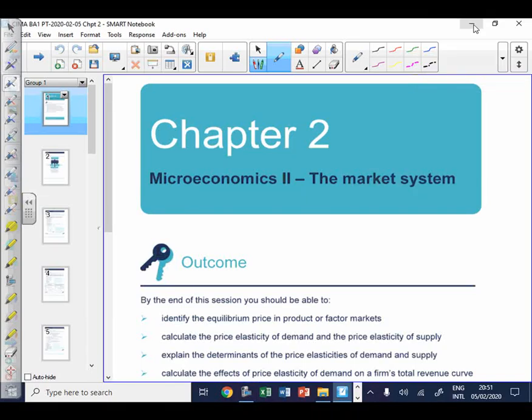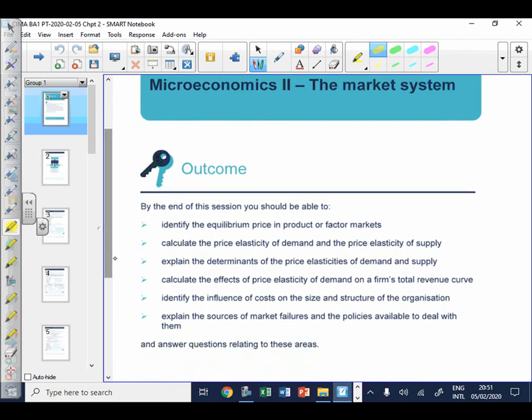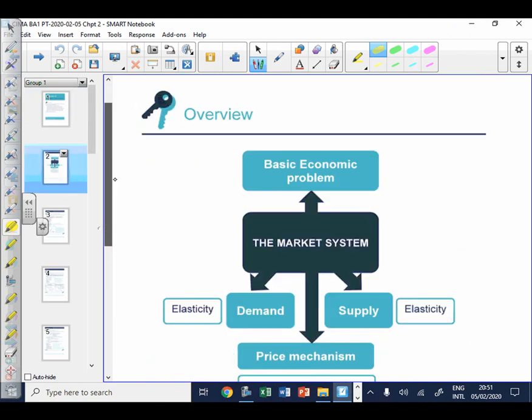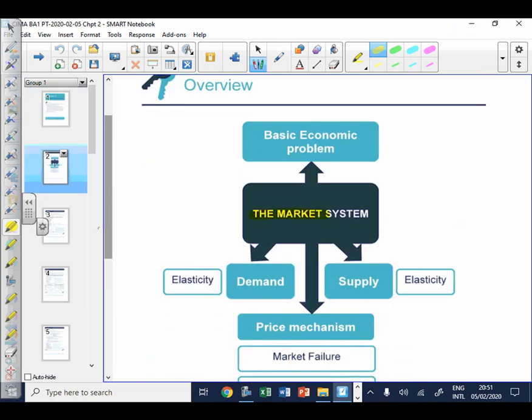So chapter 2 is still microeconomics. We're looking at the market system. There are your outcomes that you're going to have a look at. An overview of this chapter says we're going to look at the market system.